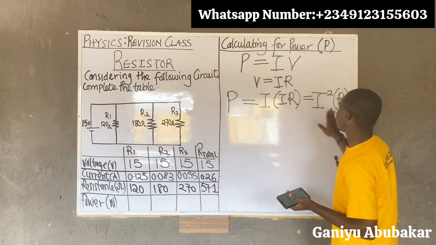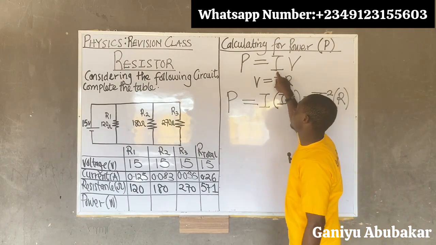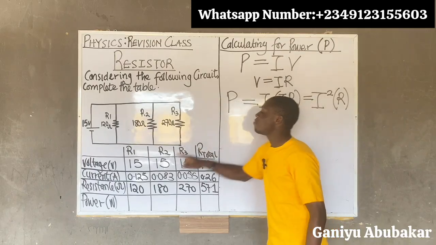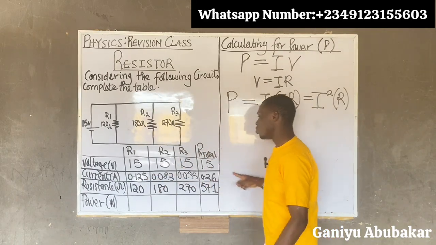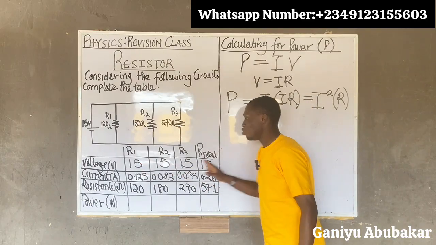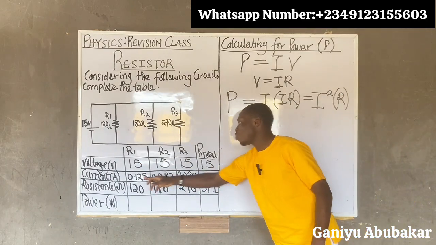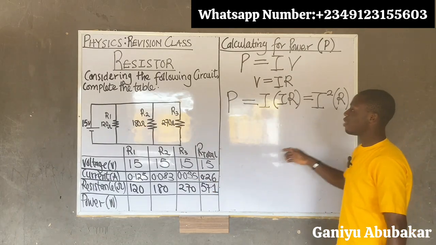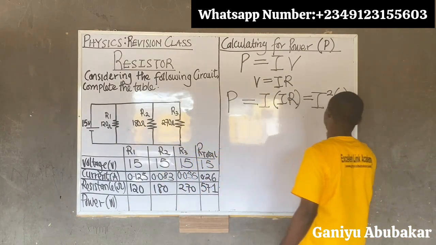So let me go with this, because current has different values, but voltage has the same value all through. So I don't want to use the same value all through. So let me just use I squared, that is, I'm using current and what? Resistor, because we have different resistor values. So let's go with this, please. Let's work with this.